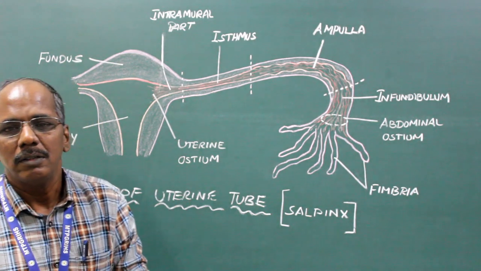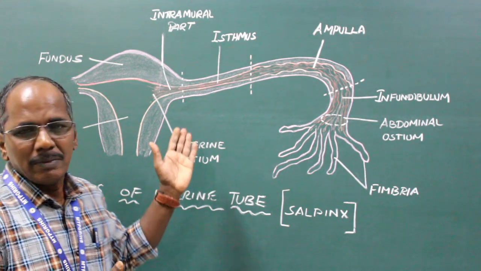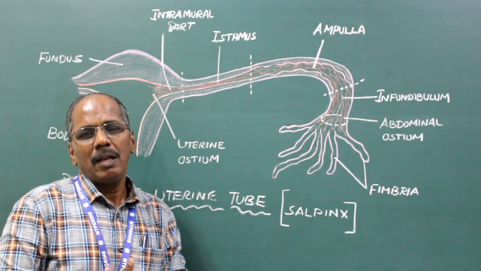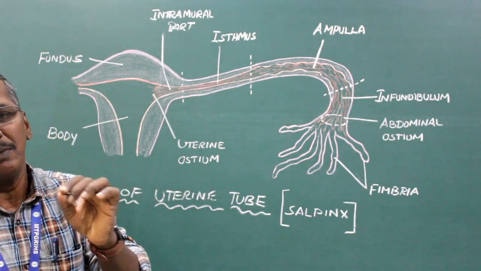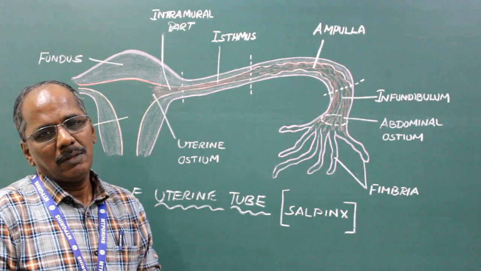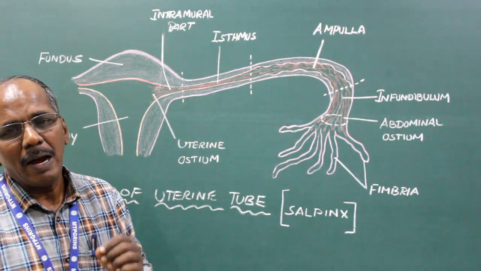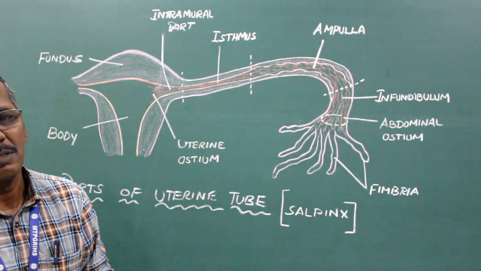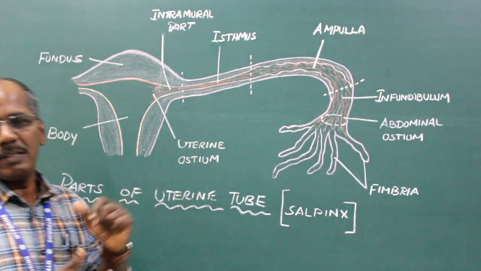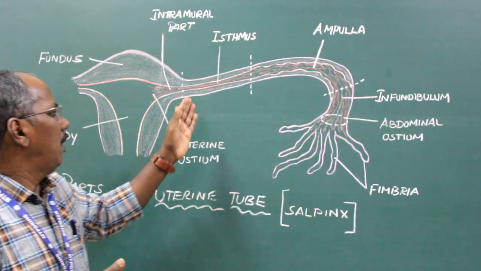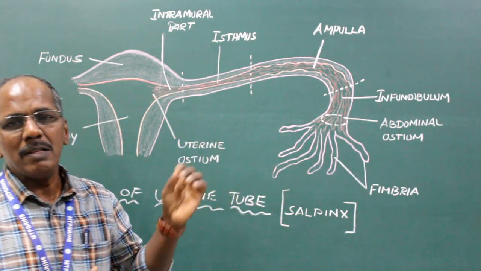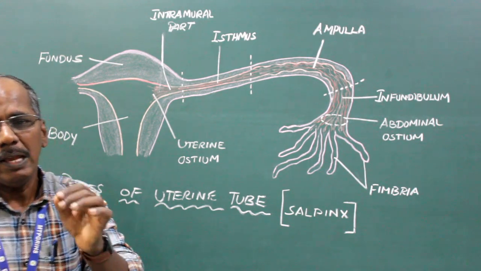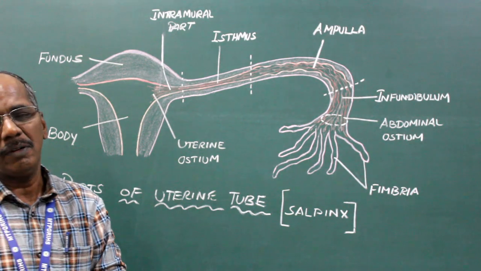Nerve supply. It has both sympathetic and parasympathetic. Sympathetic is derived from T11 to L2 segments of spinal cord. Parasympathetic is by vagus nerve and pelvic splanchnic nerves. Lymphatic drainage. The lymphatics from the uterine tube drain into internal iliac lymph nodes, pre and para-aortic lymph nodes.